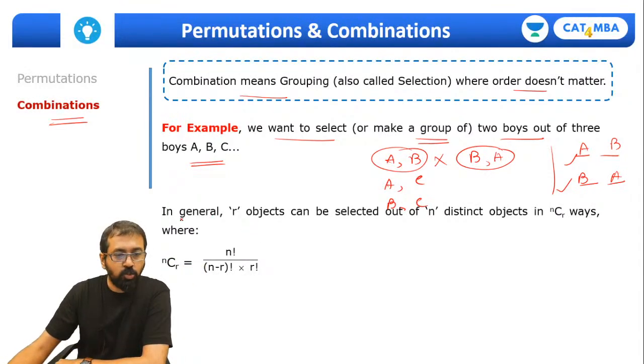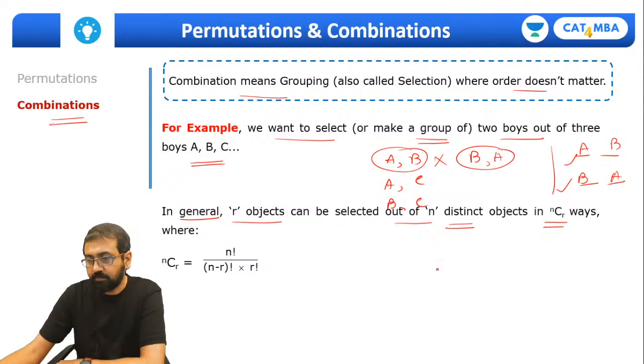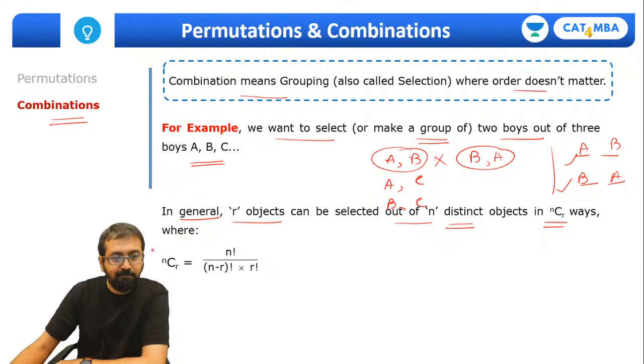Great. So in general, r objects can be selected out of n distinct objects. Please remember, again, the objects have to be different, only then this formula is applicable. So r objects can be selected out of n distinct objects in nCr ways, where nCr equals n factorial upon (n minus r) factorial into r factorial. This is how you can use this formula, but we have the shortcut.